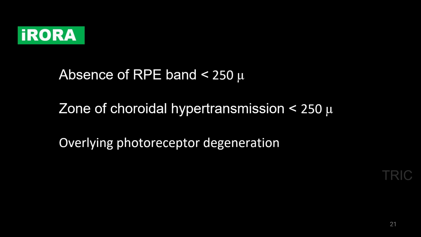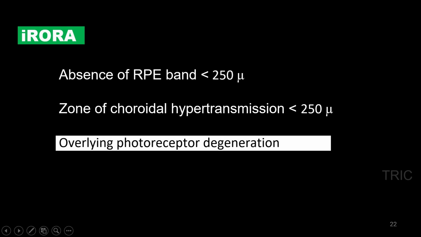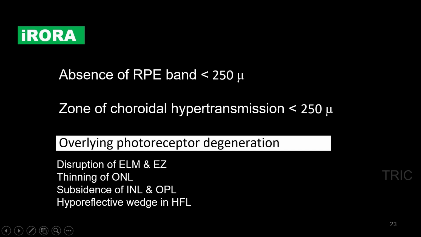The loss of RPE band and choroidal hypertransmission are less than 250 micron in size. Like cRORA, overlying photoreceptor degeneration is an integral part of iRORA as well. These changes are loss of ELM and EZ, thinning of outer nuclear layer or ONL, subsidence of inner nuclear layer and outer plexiform layers, and hyporeflective wedges in Henle fiber layer.